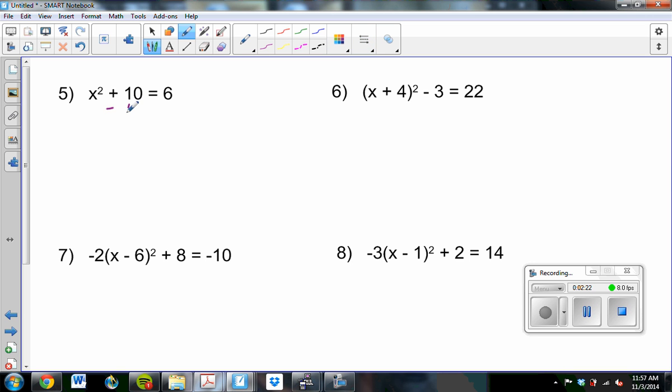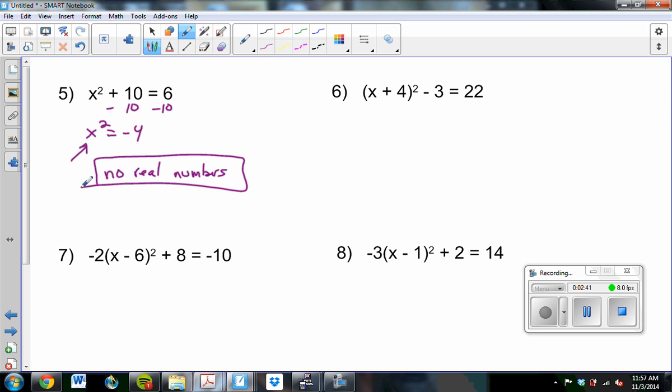Well, I subtract the 10 from both sides, and I get that x squared equals negative 4. So the question is, well, what number squared can give me negative 4? This actually isn't possible. There's no real number that when squared gives me negative 4. 2 squared is 4. Negative 2 squared is also 4, because anything times itself is going to be positive. So this has no real solutions.